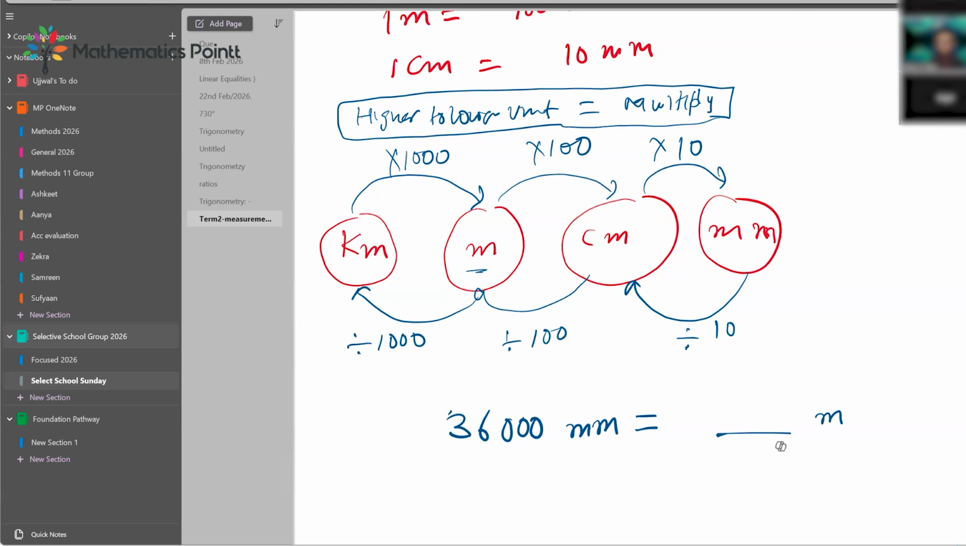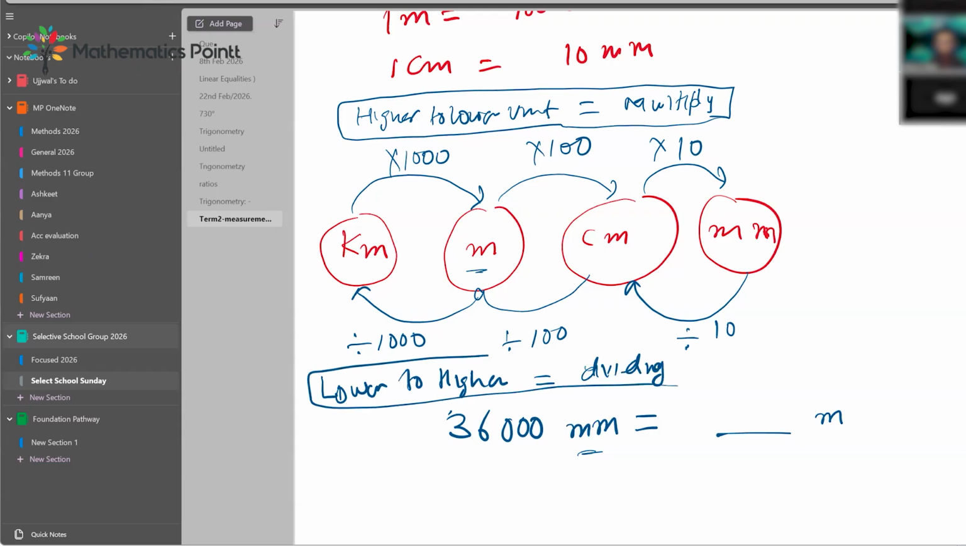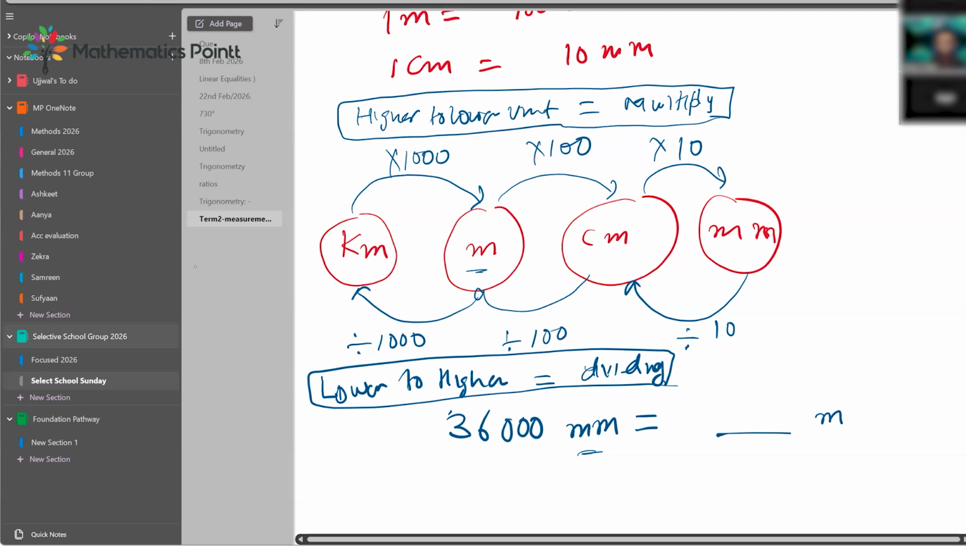Now, I'm going from lower to higher. Lower to higher means you are dividing. 36 meters is absolutely the right answer.